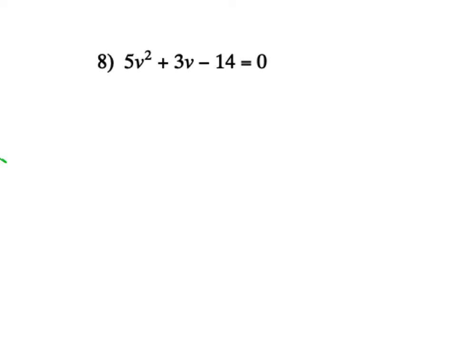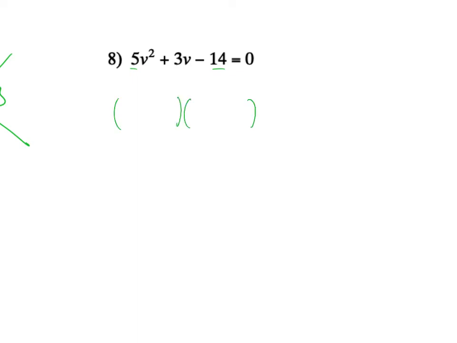We have 3 terms. Is it a perfect square trinomial? No, because 5 and 14 are not perfect squares. So is it general factoring or trial and error? It is trial and error, because we have 5v squared. So we're going to find the factors of 5v squared and the factors of 14. So we have 5v times v. Factors of 14 are 1 times 14, or 2 times 7.